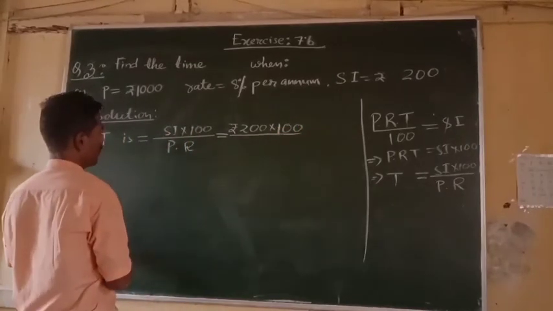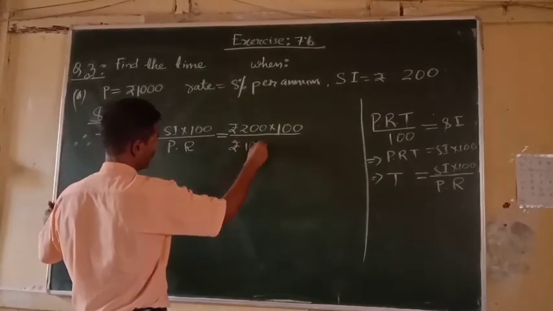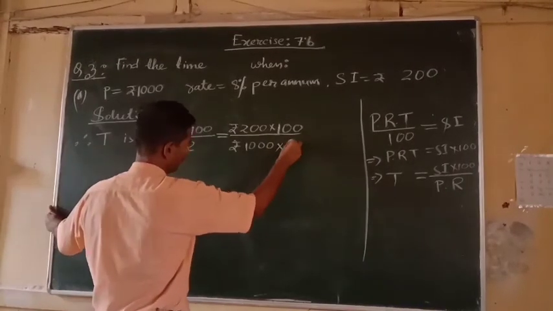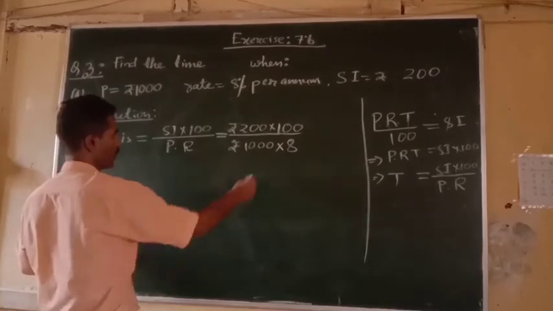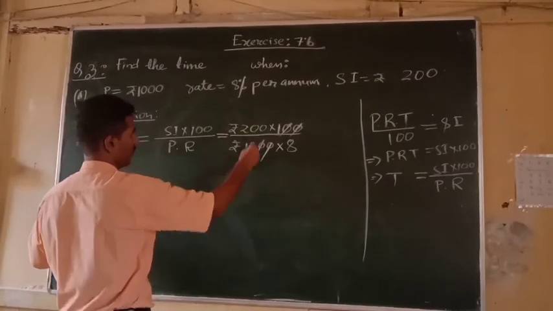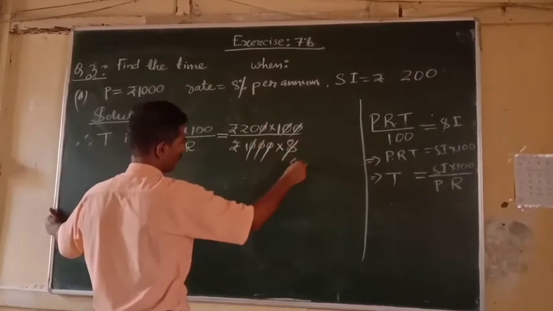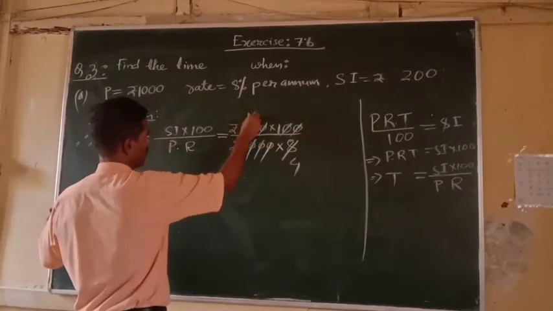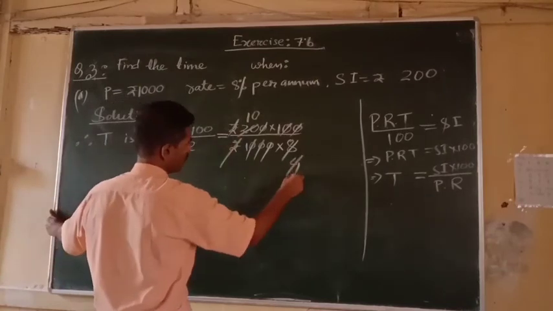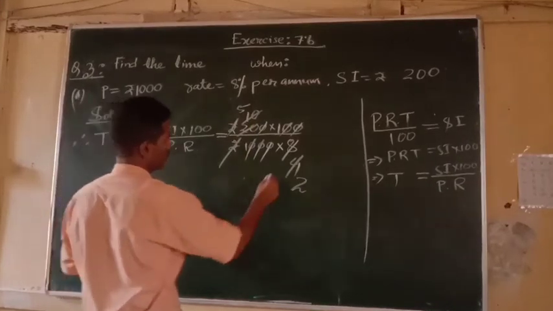Then P is given as rupees 1000, so let us write rupees 1000 in place of P. Then R is given as 8%, so let us write down 8. Rest is very simple. The zeros cancel. 2 times 4 is 8, 2 times 10 is 20. The rupees cancel. 2 times 2 is 4, 2 times 5 is 10. Okay, what did you get?